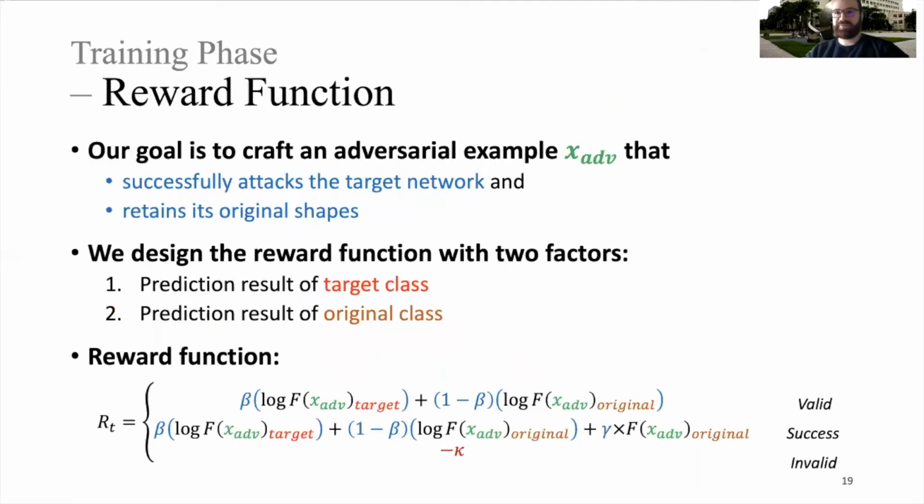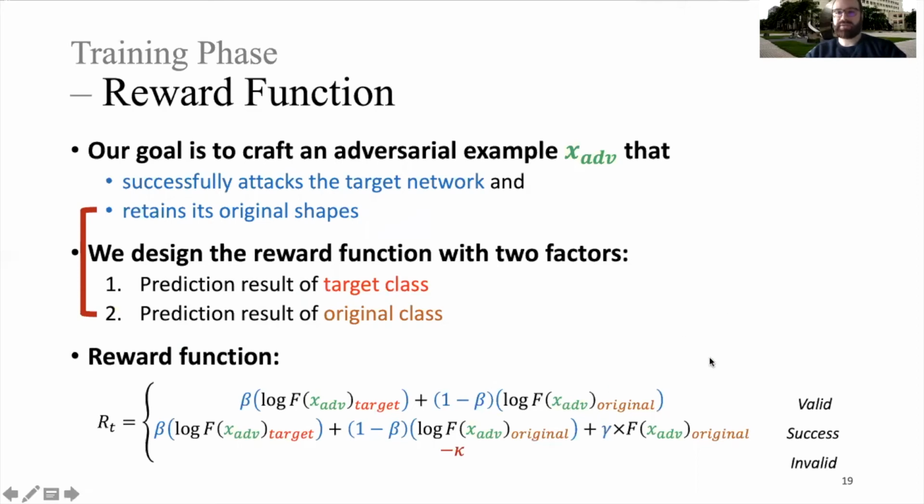The next and the most important thing is our reward function that would guide the agent to learn its optimal policy. So we have some goals for this. We want to successfully attack the target network. With that, we want to attain a very high probability for the target class. And then we also want to retain the original shape. With that, we mean that we want the adversarial image to still obtain a high probability for the original class. So this is our reward function.